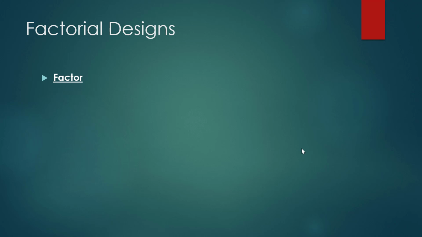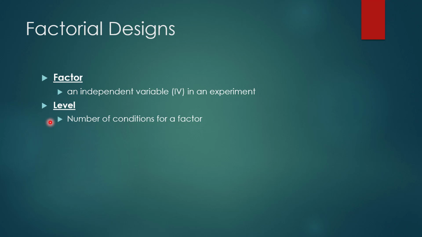So let's remind ourselves of what a factor is. A factor is an independent variable in an experiment, so you can use these terms interchangeably. A level is one of the conditions of that independent variable. So the level is the number of conditions for a given factor. The factor is the independent variable, the level is the conditions within that independent variable.